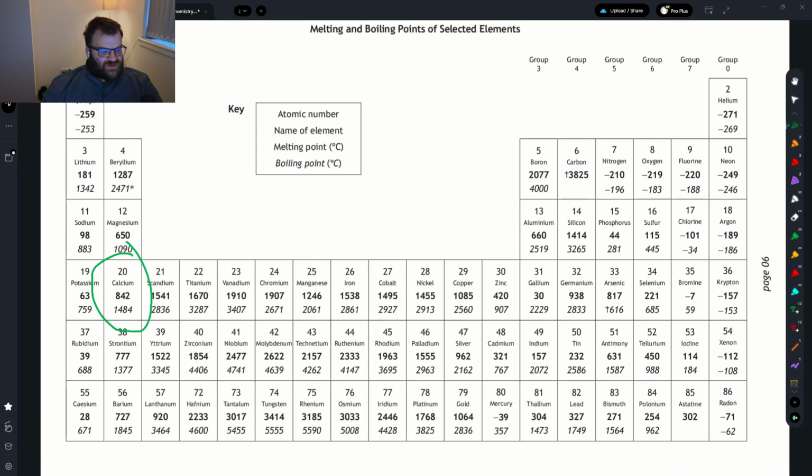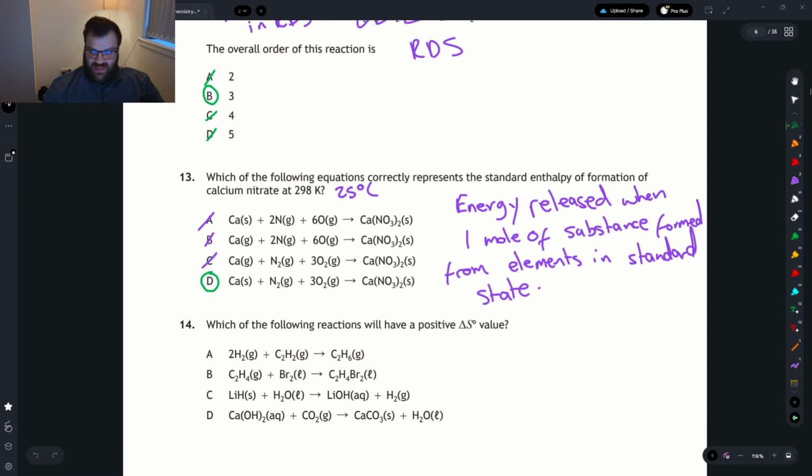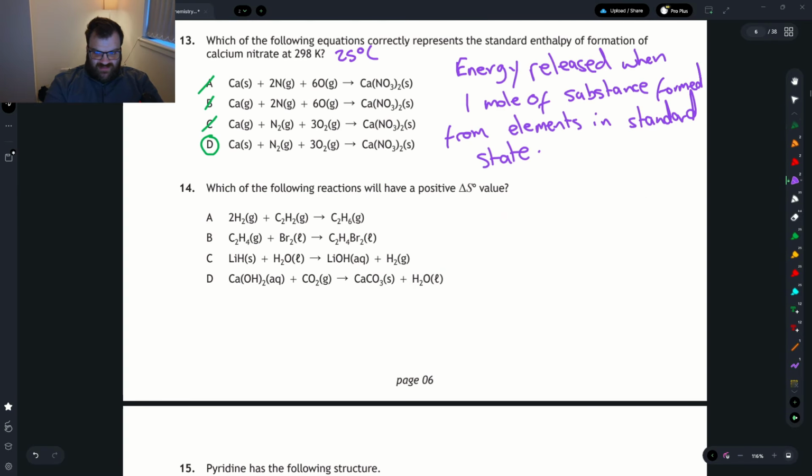Calcium has high melting points and boiling points. We are at 25 degrees, so it's not going to have melted. It's going to be a solid. And then the two gases involved have low melting points and boiling points, so that would be our correct answer there. In this next question, we're asked about delta S.